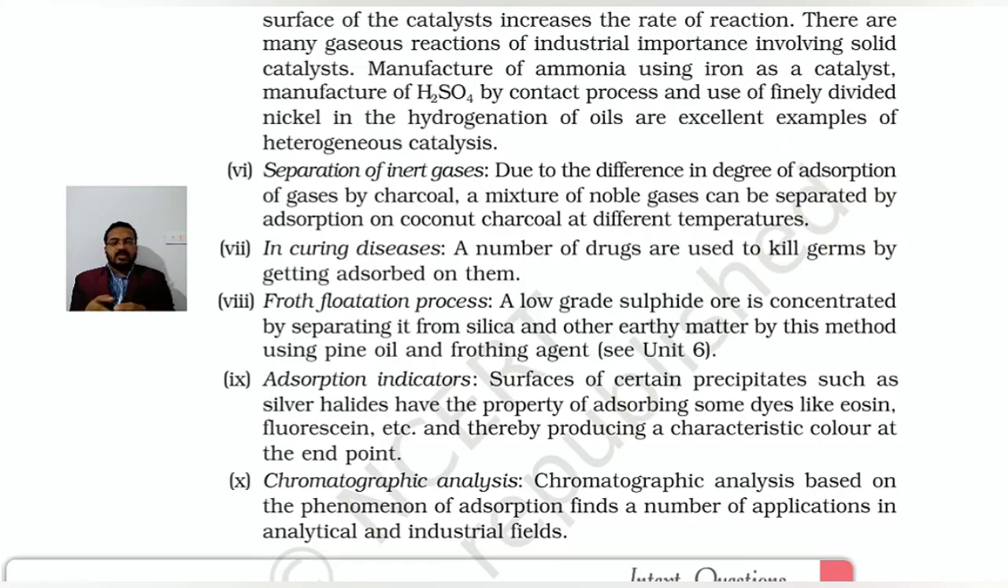Chromatography, there are many types of chromatography like thin layer chromatography, paper chromatography, column chromatography, etc., which we have already studied in the first PUC. So chromatographic analysis based on the phenomenon of adsorption finds numerous applications in analytical and industrial fields. So chromatography mainly deals with separation of two or more components. So this is based on differential adsorption.